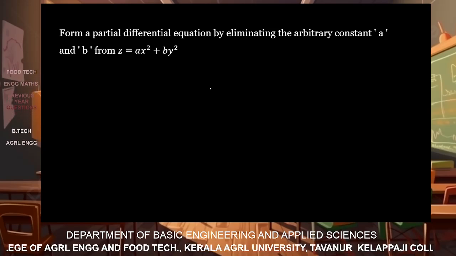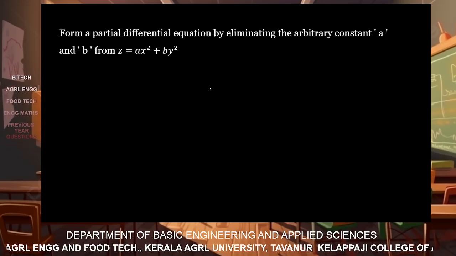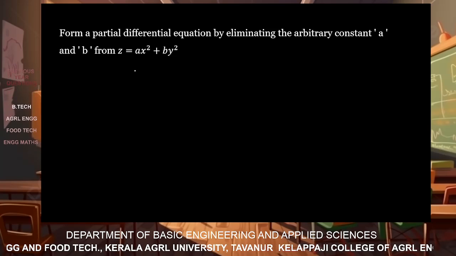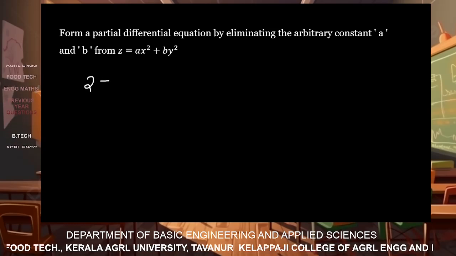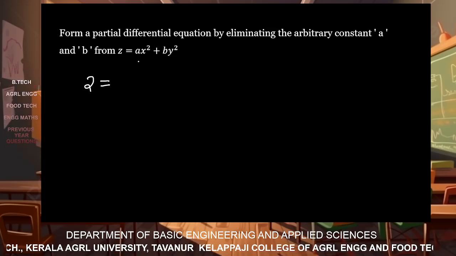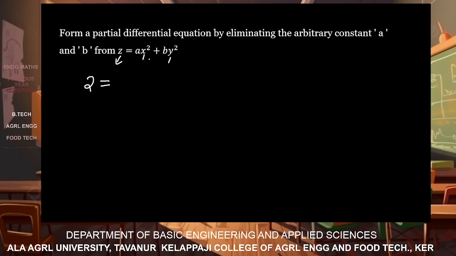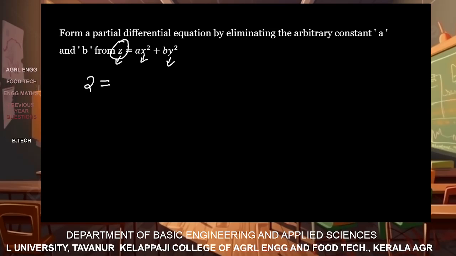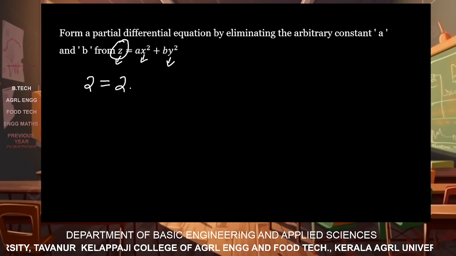Form a partial differential equation by eliminating the arbitrary constants a and b from z equal to ax square plus by square. First of all, you have to count the number of arbitrary constants to be eliminated. It is 2. Now you have to count the number of independent variables. Here we have 3 variables: x, y, and z. But one of them is the output variable. So z is the output, or dependent, variable, and x and y are the independent variables. So the number of independent variables is 2.